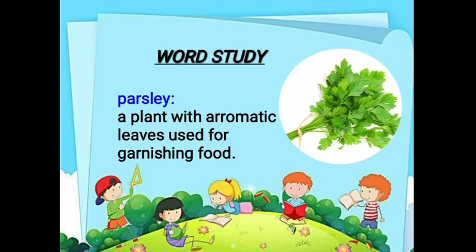Next one is parsley. It's a plant with aromatic leaves used for garnishing food, like our mint and coriander leaf. This is parsley. It's a type of leaf similar to our coriander and mint, which we can use to garnish our food to make an aromatic flavor.